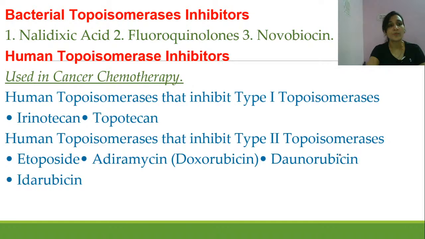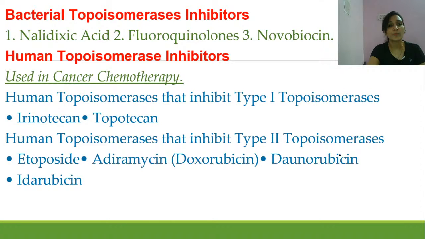DNA replicates and forms DNA, then DNA is transcribed and forms RNA, and RNA is translated into protein. And this is how the genetic material gives instructions for further reactions.